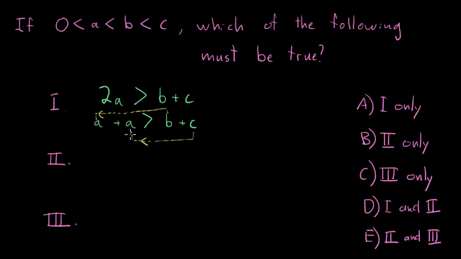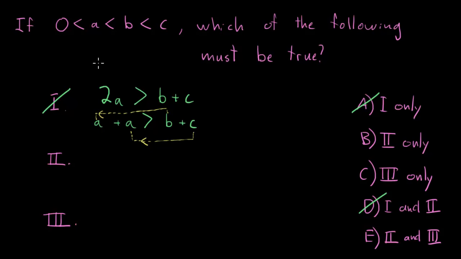So that means that on both counts, this side of the inequality is smaller than this side. Well, I guess that means that this whole side must be smaller than this whole side. In other words, it's just not true that a plus a is bigger than b plus c, and so we can just get rid of Roman numeral 1, and we can get rid of all the answer choices that include Roman numeral 1. A is gone, and D is gone. All right, Roman numeral 2.